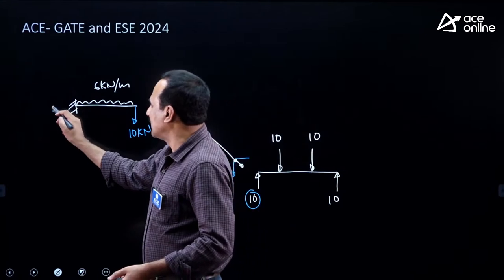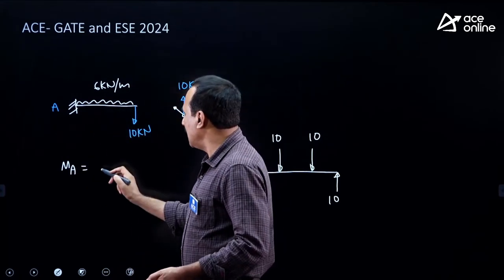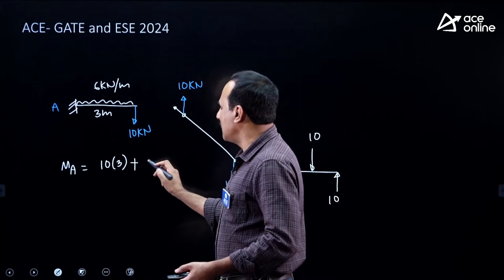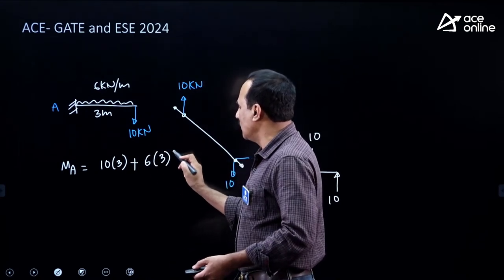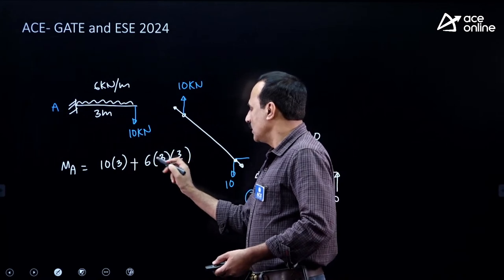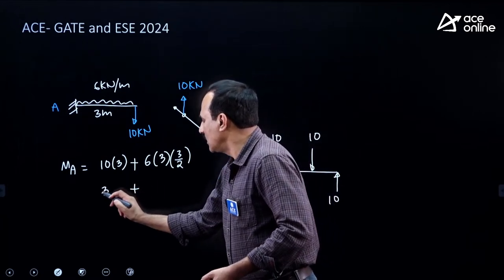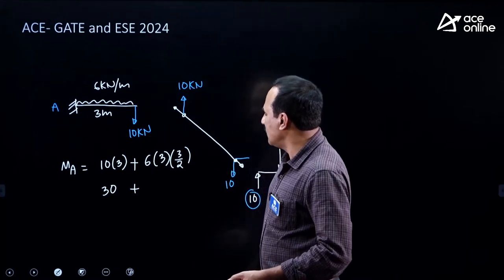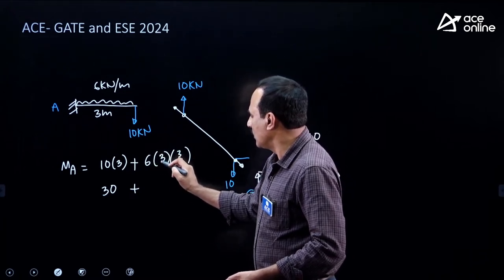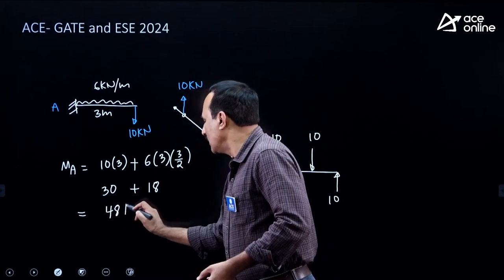Now I want the bending moment at the fixed end A. It is a hogging moment only. What is the length given to us? 3 meter. 10 into 3, plus, because both are in the same direction, giving you hogging moment, 6 into 3 into 3 by 2. 10 into 3 is 30, and 6 into 3 into 3 by 2 is 27. So 30 plus 27 is 57 kilonewton meter.